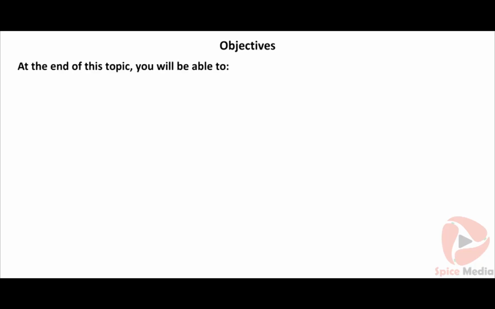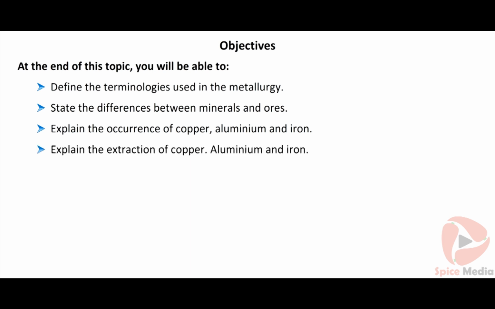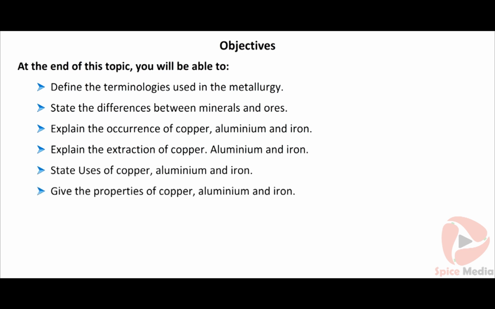At the end of this topic, you will be able to define the terminologies used in metallurgy, state the differences between minerals and ores, explain the occurrence of copper, aluminium, and iron, explain the extraction of copper, aluminium, and iron, state uses of copper, aluminium, and iron, and give the properties of copper, aluminium, and iron.